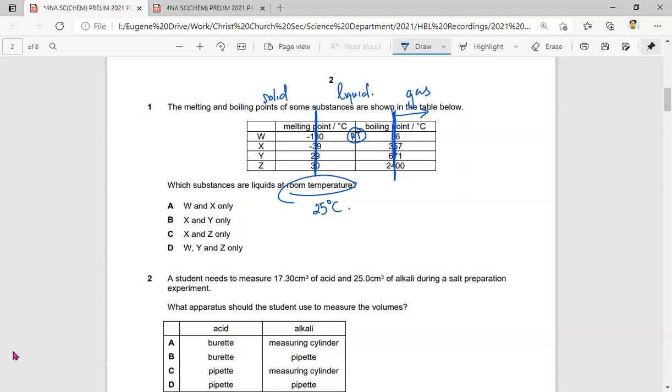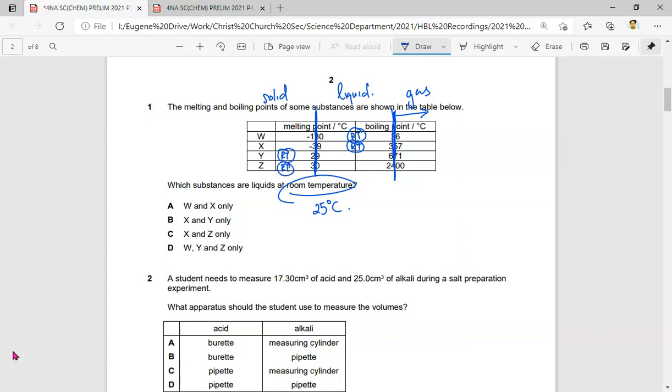Next one, X. Melting point is negative 39, so 25 degrees is above this. Boiling point is 357. We know that the room temperature is below this. So X for room temperature is actually over here. Next one, Y. 29 degrees is the melting point. So 25 degrees is less than the melting point, so it's over here. Last one, Z. Melting point is 30. So we know room temperature is over here.